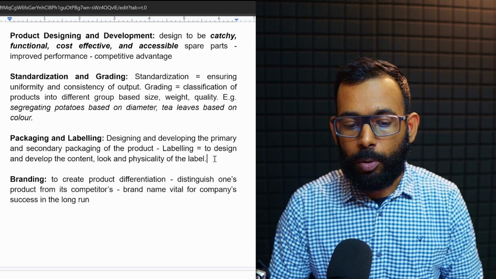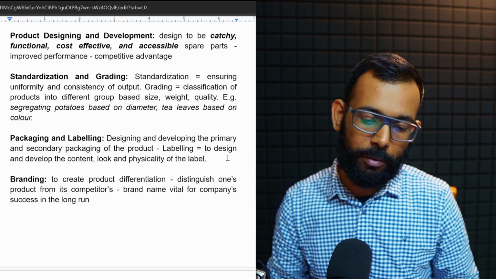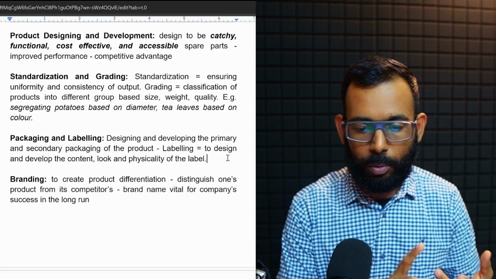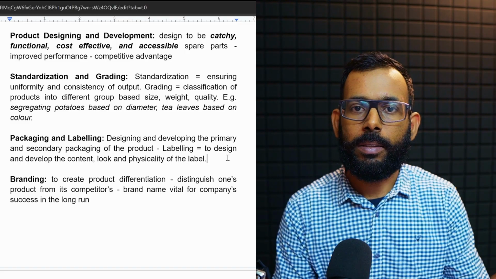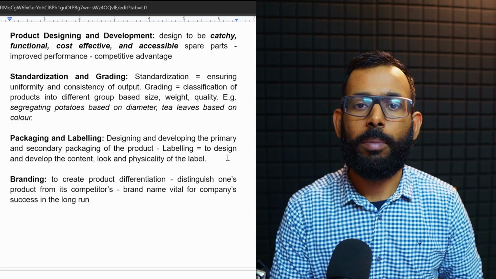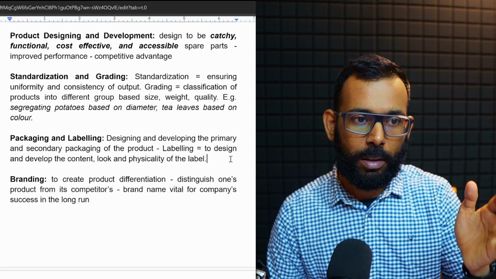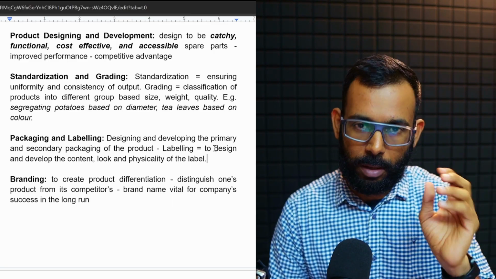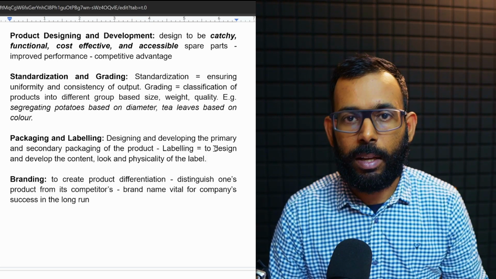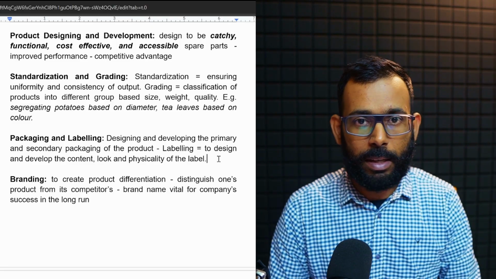Next, labeling. To design and develop the content, look and physicality of the label. Whenever we go to any FMCG product in a supermarket, fast moving consumer goods like shampoo, soaps, detergents, you open that and see a label. Next time when you buy a chips packet or a chocolate, see the label, see the ingredients. There will be some certification like FSSAI, which means the product adheres to food safety standards, and then they will say what the ingredients are, how much sugar is there, how much fat, how much salt is there. All the details they have to specify, and that is labeling.